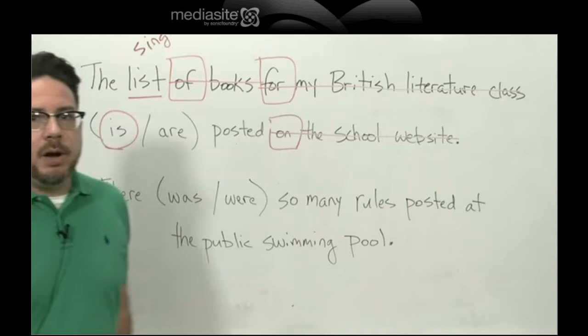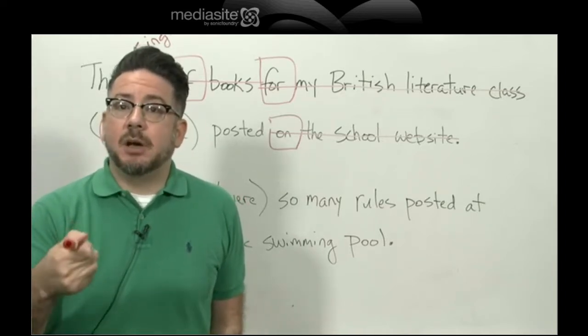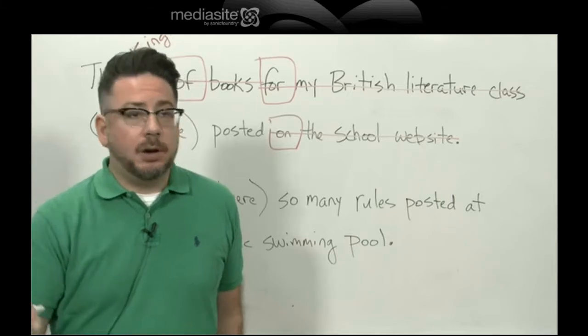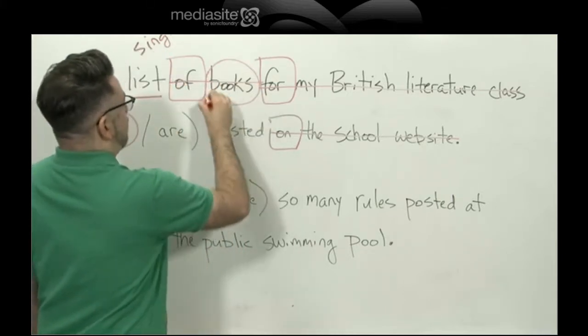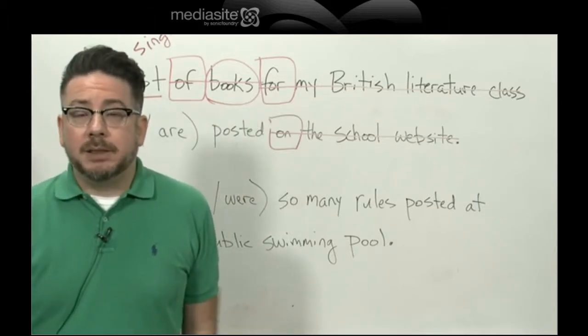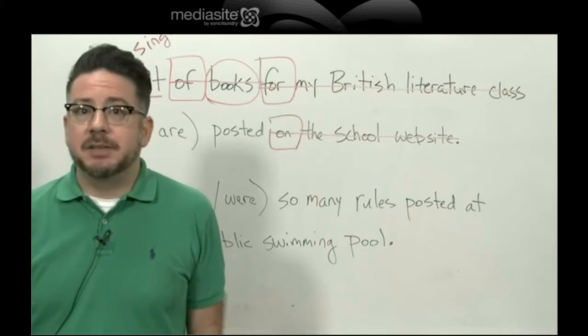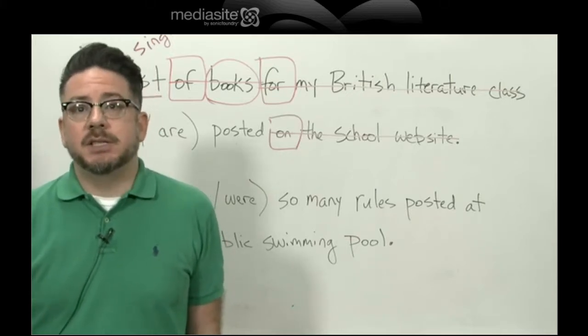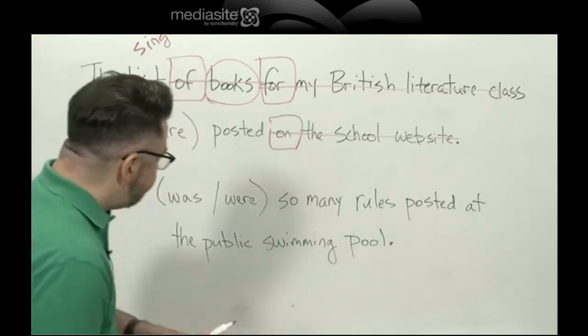Now you can see why we need to eliminate any words that come between the subject and the verb, because we could assume that it needs to match books. And then we would pick the plural form of the verb. Well, that would be incorrect because books can't be the subject of this sentence because it's part of a prepositional phrase. So that's why this is so crucial.